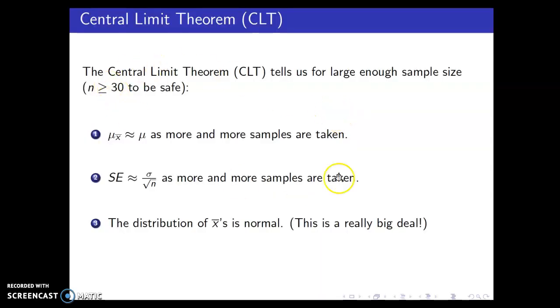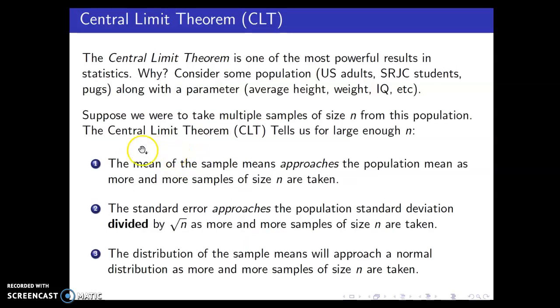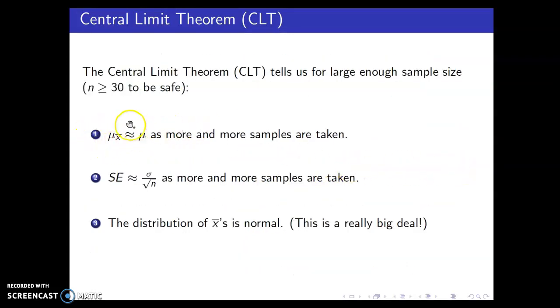We ended the last video going over the three main points of the central limit theorem that we are going to apply in our class. For one, the mean of the sample means approaches the population mean. So this is the center of the sampling distribution, which should be the population mean. The standard error is going to be the standard deviation divided by the square root of n, as you take more and more samples. And the distribution of the sampling distribution is going to be normal.